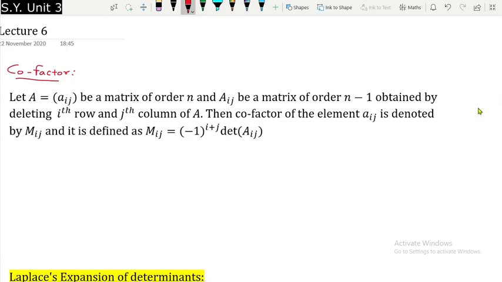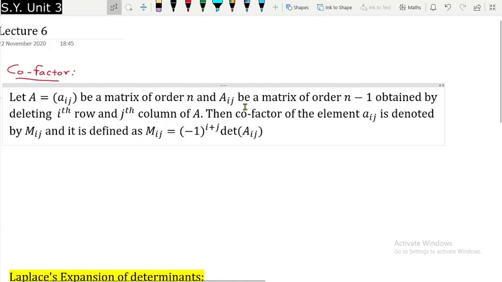So it says that whenever you have a matrix Aij of order n, note that A is a square matrix of order n, and the notation is somewhat like this. So what will be the elements of the matrix A? The first row will be A11, A12 up to A1n, similarly the second row and so on. Now what is the Aij matrix?